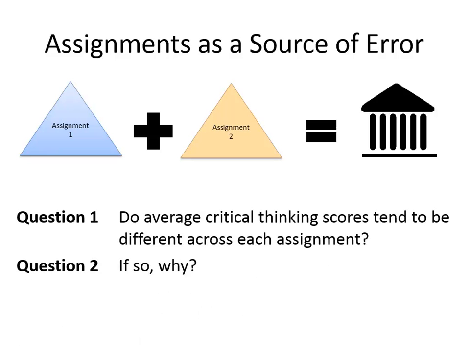So there are really two questions that we posed. One, do average critical thinking scores tend to be different across each assignment? In other words, we hope that this average doesn't differ much across each assignment, that in terms of the amount of variance that exists, this between assignment variance is trivial. But if we don't find that, then the question is, well, can we predict it?